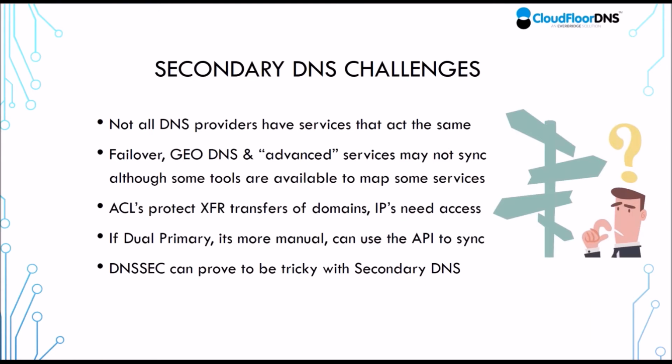Now, the other thing is the ACLs protect the XFR transfers of domains. You need to make sure that the IPs of the slaves have access to the zone and can pull from the masters. That's pretty standard when you set up XFR or secondary on any managed DNS provider. They're going to ask you the host names or the IPs of the slaves, so they can add that into the access control list for that particular zone and say, okay, if anybody's asking to do XFR, for example for .com, these IPs at Cloudflare are allowed to pull that data from Dyn.